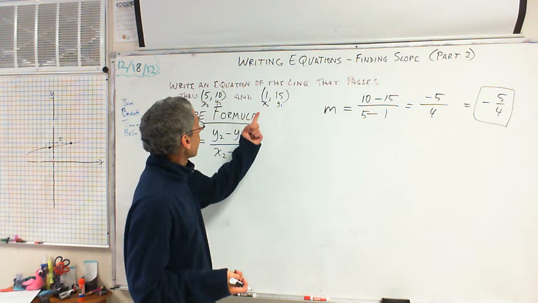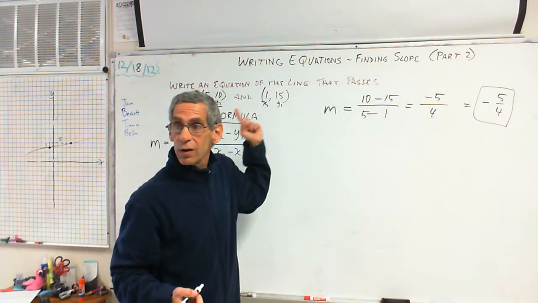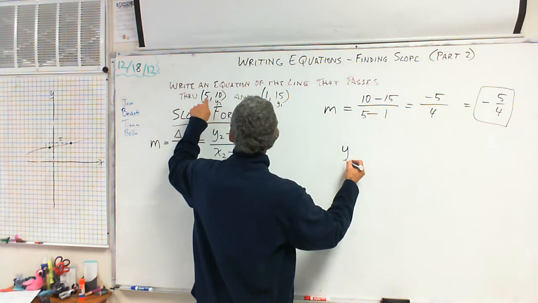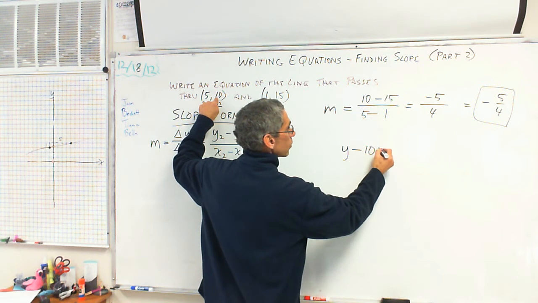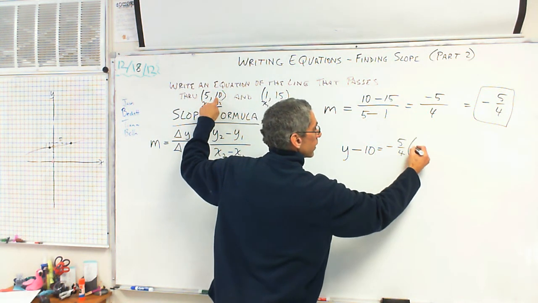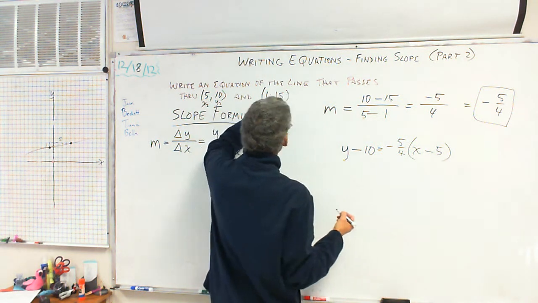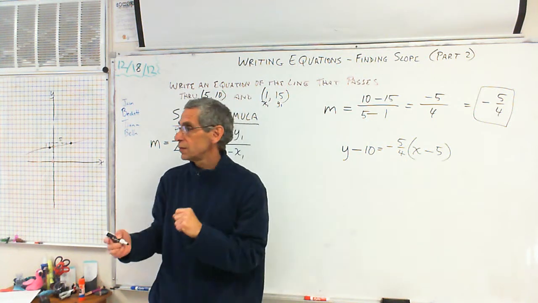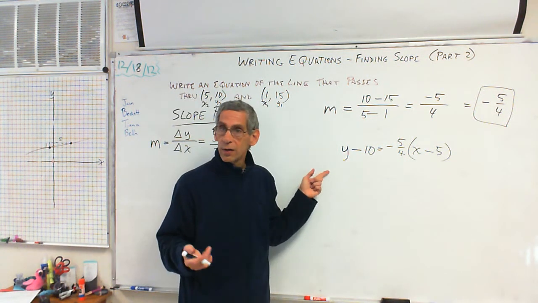So now that we have our slope, you can use either one of these points to write your equation. Let's write it. Let's use this one. y minus 10 equals my slope, negative 5 fourths, x minus 5. Or I could do y minus 15 equals negative 5 fourths, x minus 1. They're equivalent, so it's the same thing, right? Exactly. I only have to write one of them. I don't have to write them both.